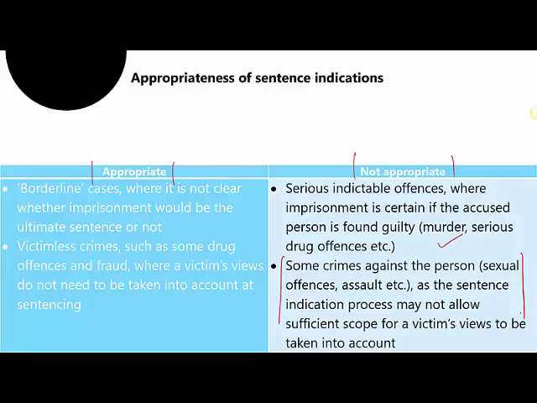When is it appropriate though? Well, borderline cases. If it's not clear whether imprisonment would be the ultimate sentence or not, say for a common assault, it may be appropriate to allow the accused person to have a sentence indication, maybe find out they're not going to jail, and therefore make them more likely to plead guilty. Also, victimless crimes. Some drug offences, fraud, etc., where a victim's views do not need to be taken into account at sentencing, can mean sentence indications are appropriate because you are not trotting all over the victim. You're not pushing them to the side in sentencing.